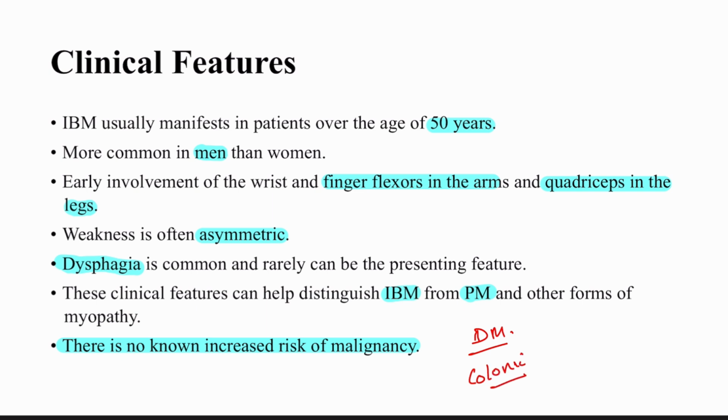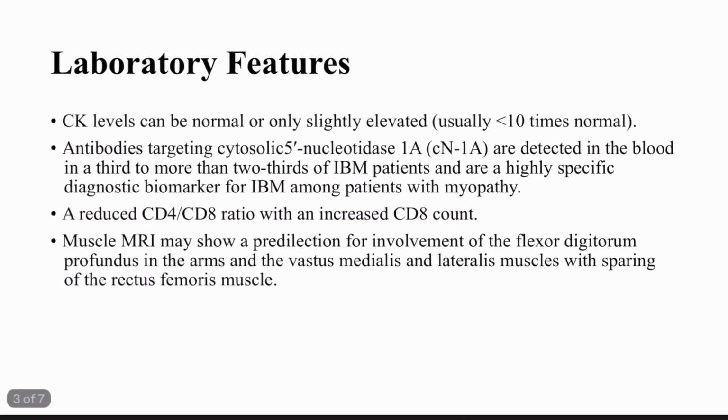But in this inclusion body myositis there is no risk of increased malignancy. Right? Next slide. Laboratory features. Very important are the CK levels, which can be normal or only very slightly elevated, whereas in other myositis like dermatomyositis or polymyositis, these CK levels are highly elevated, 100 times more, 1000 times more elevated. So that is a major difference.